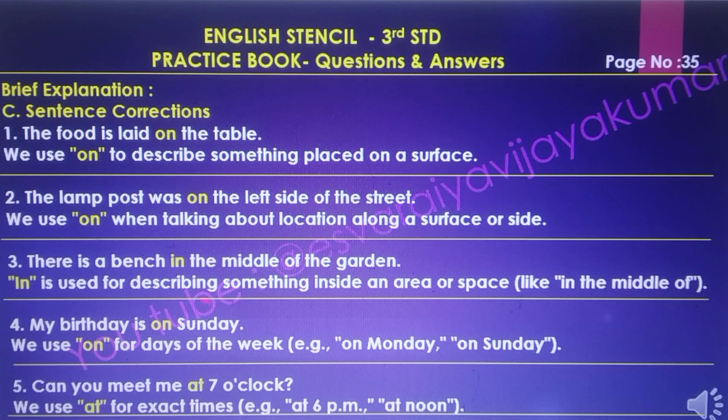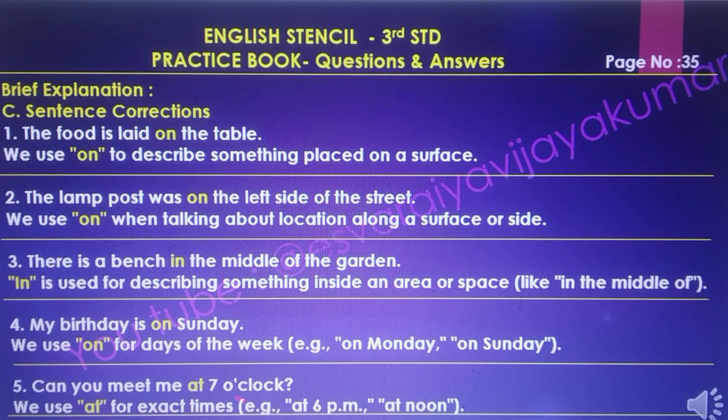"In" is used for describing something inside an area or space, like in the middle of. My birthday is on Sunday. We use "on" for days of the week. Example: on Monday, on Sunday.